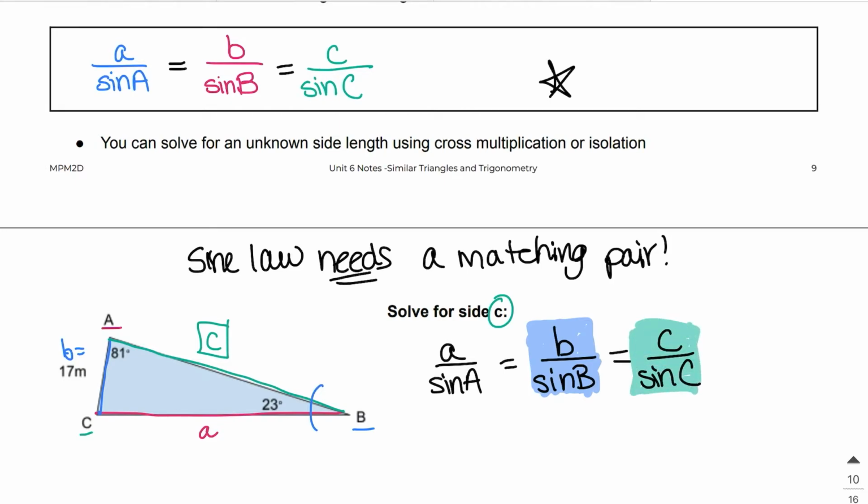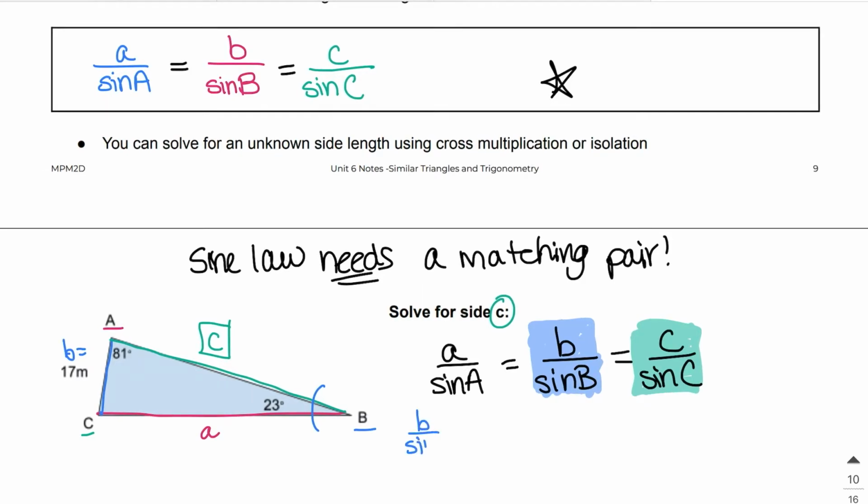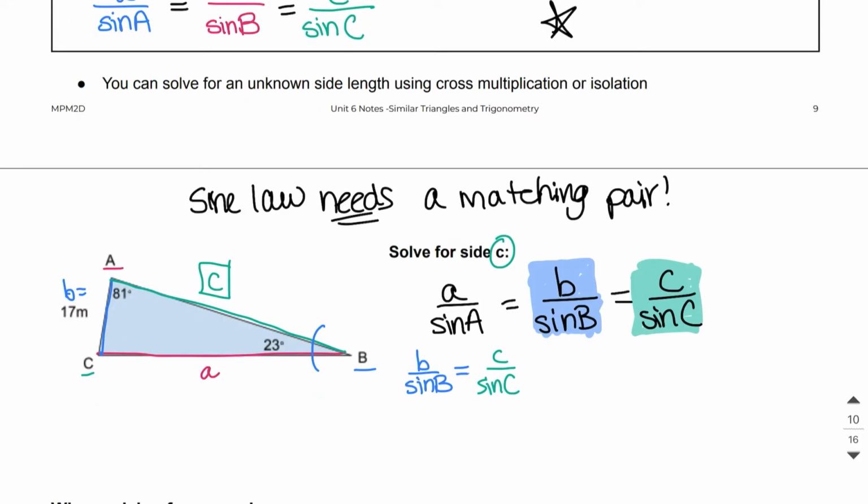A really isn't going to help me out because I only need two pairs to be able to do this. I'm going to be using b over sine of B equal to c over sine of C. But here's the thing that's a little bit tricky. I know b is 17, and I know that sine of B is the sine of 23. But on the other side, I'm trying to find c, and I need sine of C, but I don't know what angle C is. I do know that this is 81 and this is 23. So we have to find C first. How do we find C?